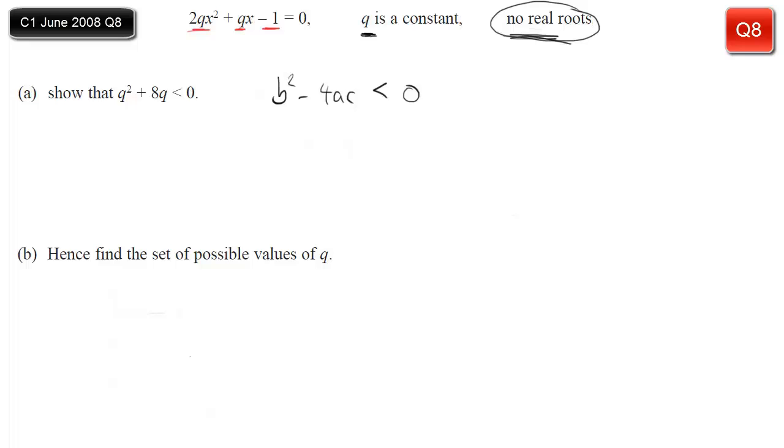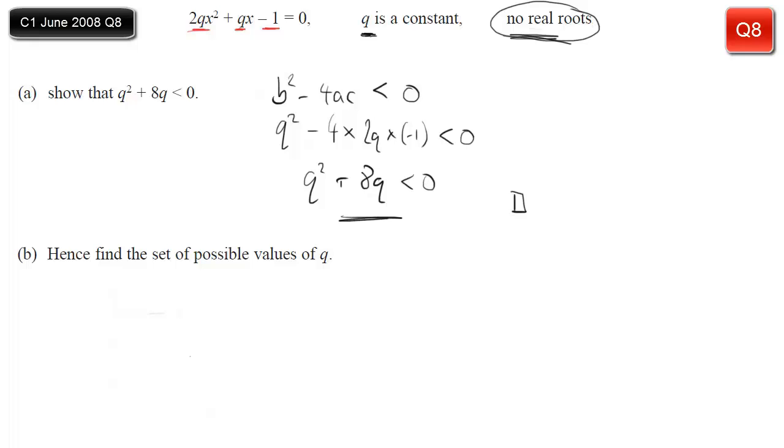So if we go ahead and substitute that in, b is q, so that becomes q squared minus 4 times a, which is 2q, times c, which is minus 1, and that's less than 0. The minus signs cancel out, and we're left with q squared plus 8q is less than 0, and that is what we wanted. So that's part A. Part B, find the set of possible values of q. We have to solve this inequality.